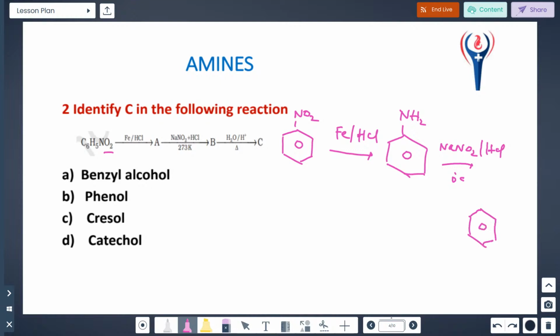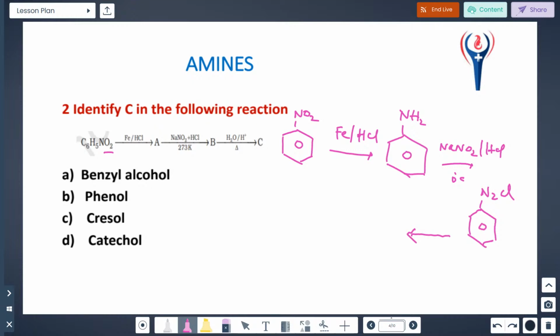This reagent converts NH2 becomes what? N2Cl. Understood? N2Cl. Okay. This name is called what? Benzene diazonium chloride. This name is called benzene diazonium chloride. That is compound B.